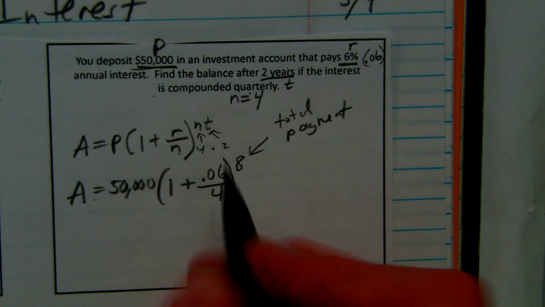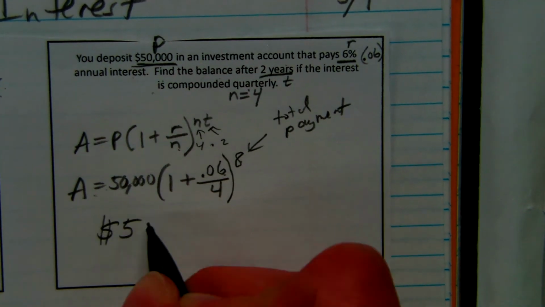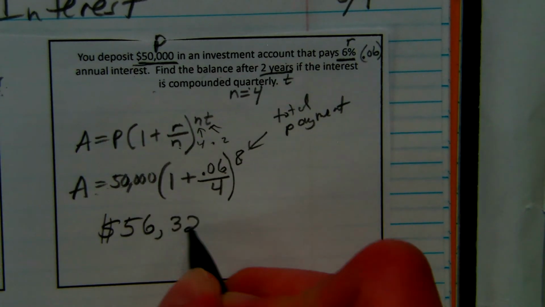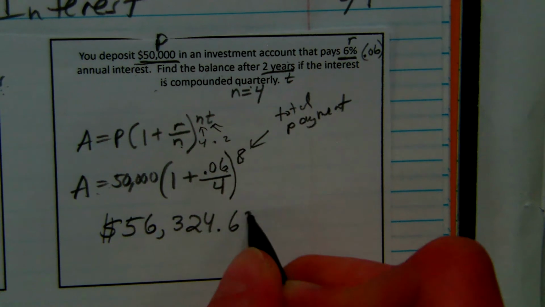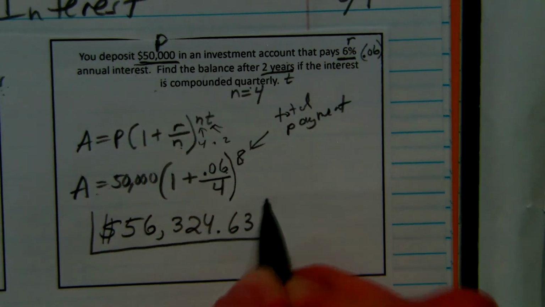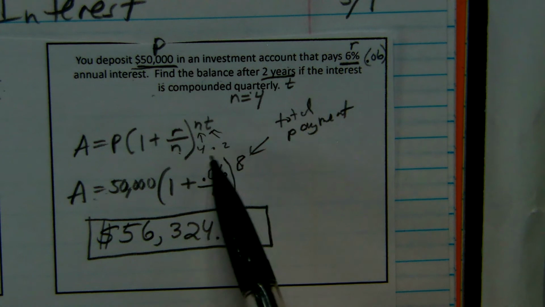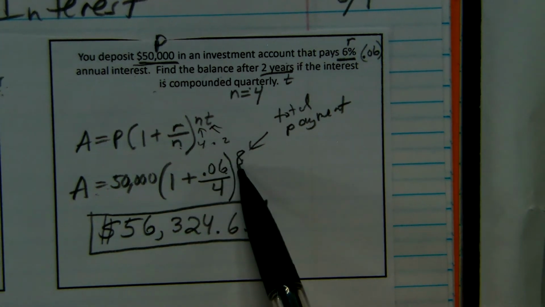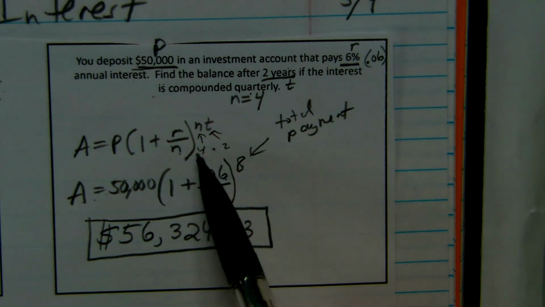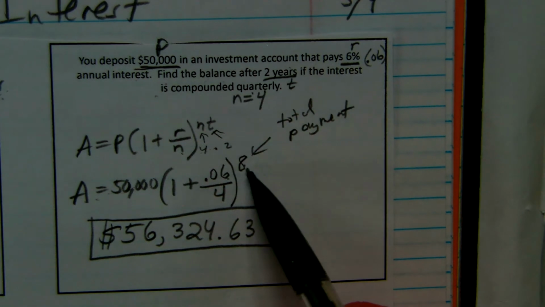And then we round it off to the nearest penny, which comes out $56,324.63. Okay? So that would be the total if you type all of this in. But you want to make sure you do the 4 times 2 first and just have 8. Otherwise, you could put 4 times 2 in parentheses. But this is just your total payments.